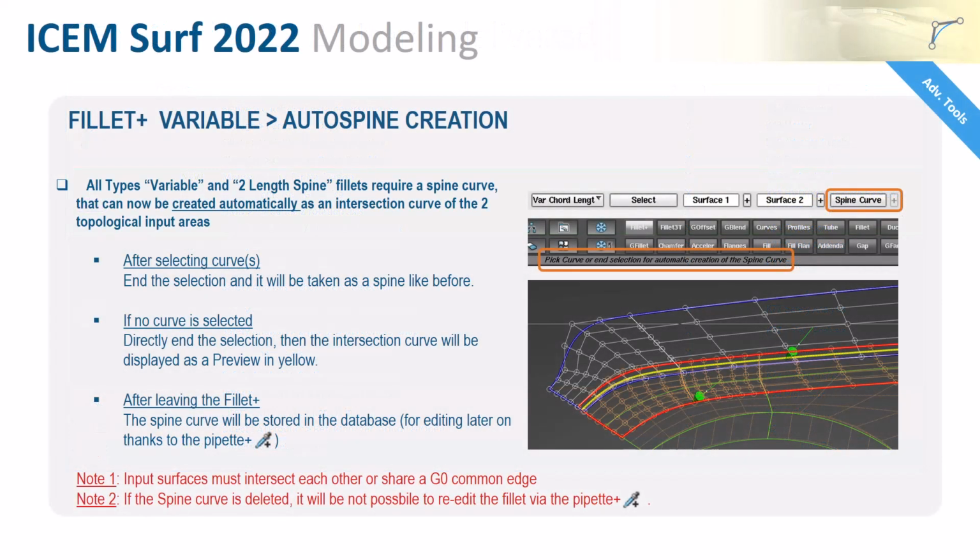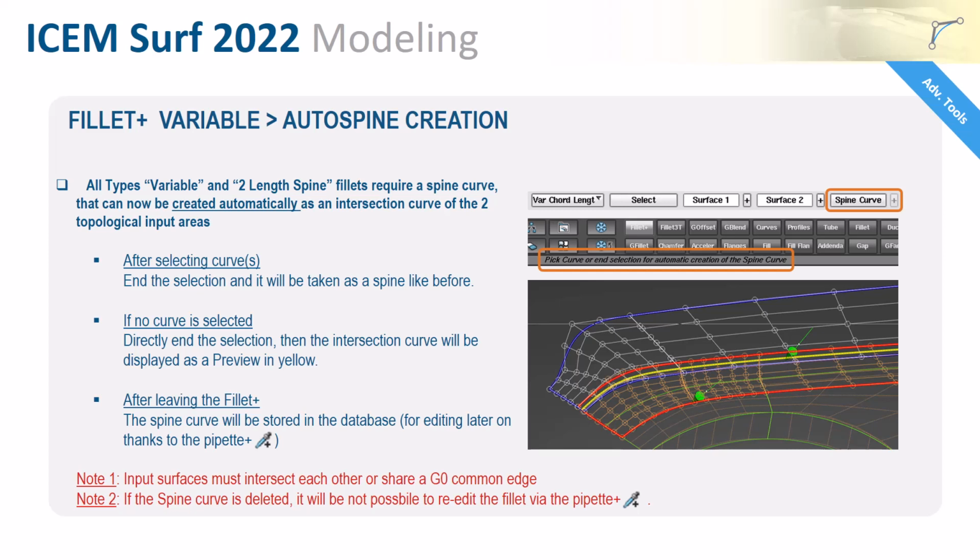We're starting off with a great time saver in Fillet Plus, Auto Spine. You will recall that previously 2-length spine and all variable fillets required you to select a spine for the computation. Well, now in version 2022 we have the Auto Spine feature, which, if you don't pick one, will generate it for you. To work, the input surfaces need to intersect or share a common edge.